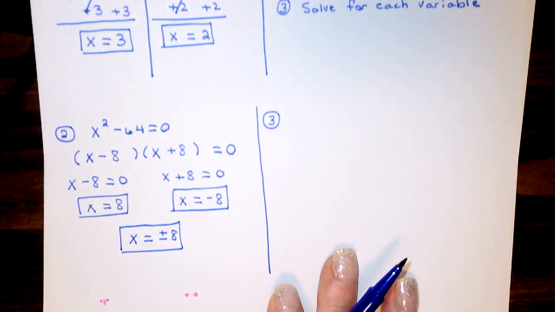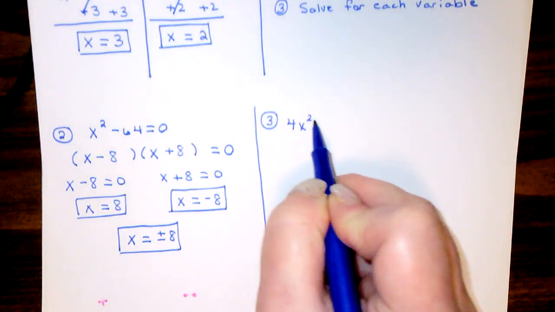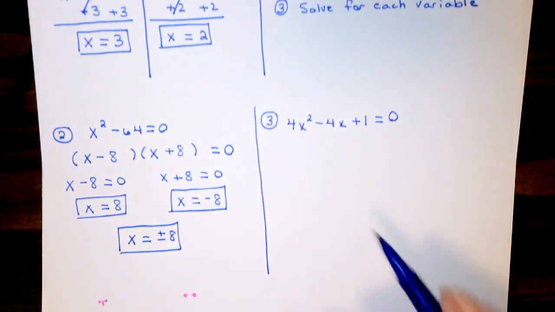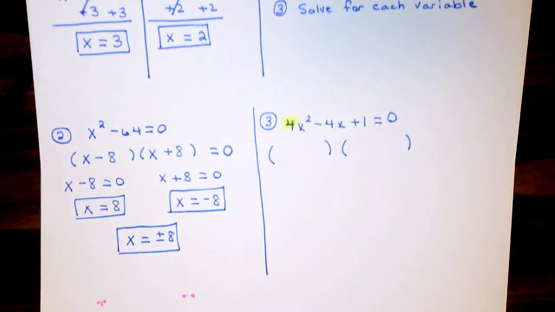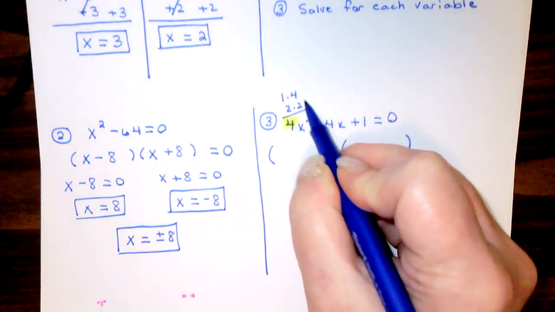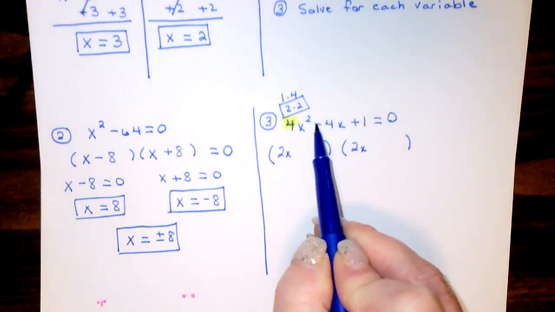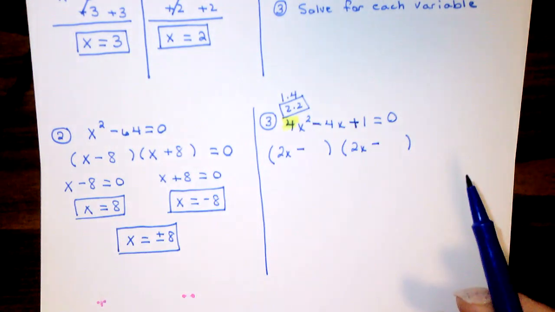Okay, so we'll try one now where a does not equal 0. So let's try 4x squared minus 4x plus 1. Okay, so we're going to break this apart. Notice my a is 4 this time. So we could do 1 and 4 or 2 and 2. Always start small. So I'm going to do a 2x and a 2x. Like I discussed earlier, if it's minus plus, it needs to be minus minus.